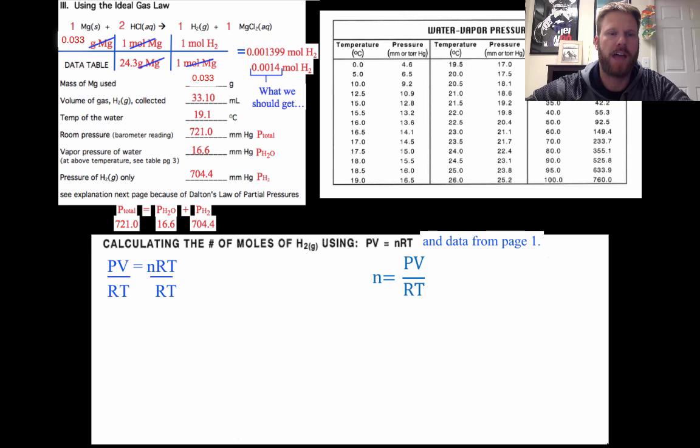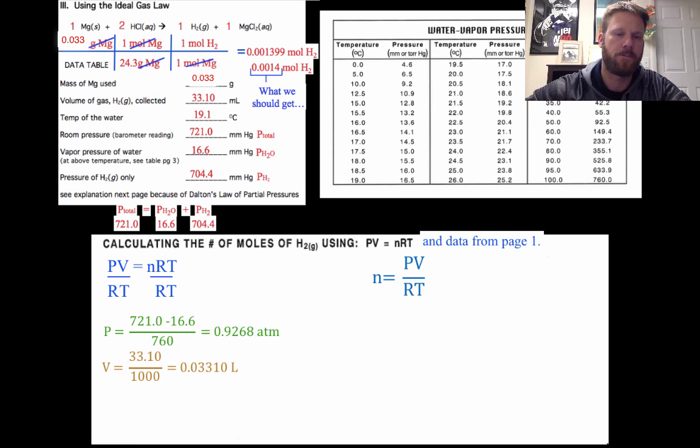So we can take the pressure of the hydrogen gas, 704.4, and divide by 760. Just a quick reminder, we got that 704.4 by taking the room pressure minus the pressure of the water vapor. So now we have a pressure in atmospheres. The volume needs to be in liters, so we have to take that 33.10 milliliters and convert it to liters. R is a constant. It will always be the same, 0.08206. And our temperature is 19.1 degrees Celsius, but it has to be in Kelvin, so we have to add 273. Now we have our data in the appropriate units.